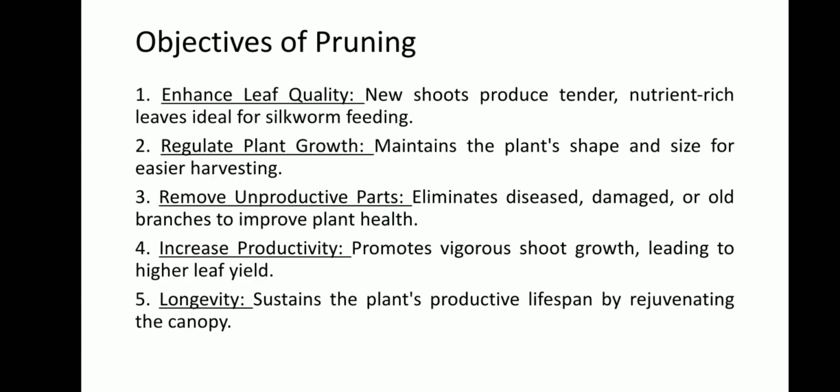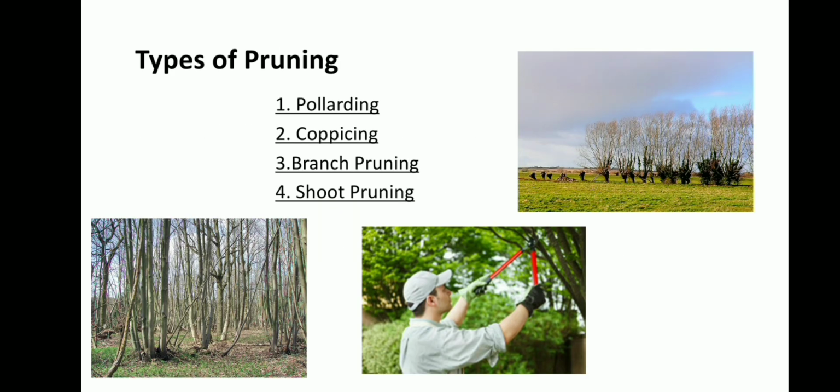Then, what are the objectives of pruning? It enhances the leaf quality, it regulates the plant growth, it removes the unproductive parts, it increases the productivity and it increases the longevity. These are all the objectives of pruning. Then types of pruning: pollarding, coppicing, branch pruning and shoot pruning.